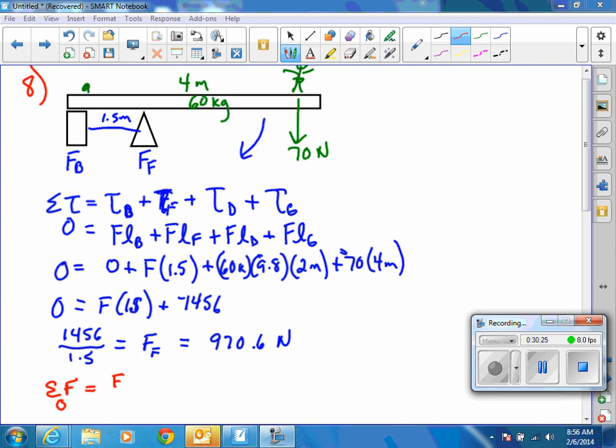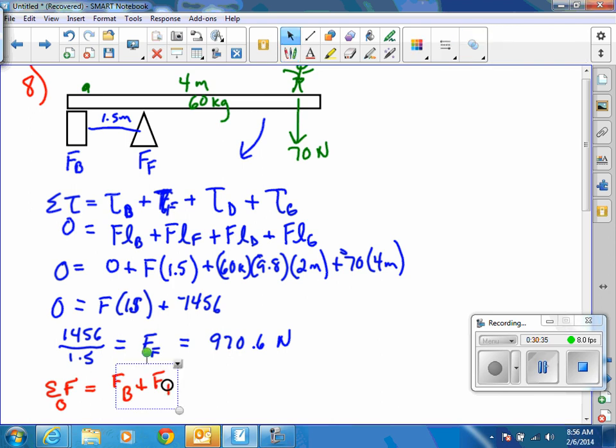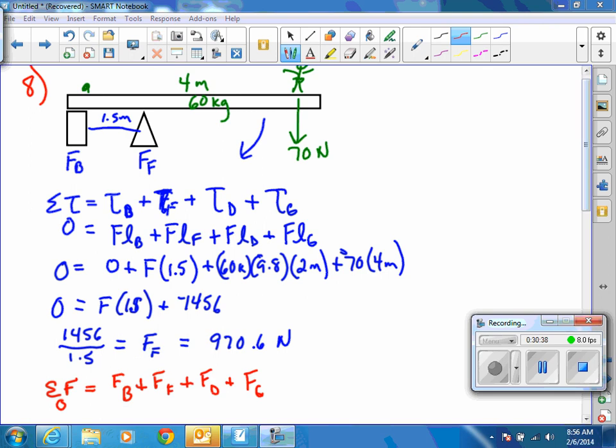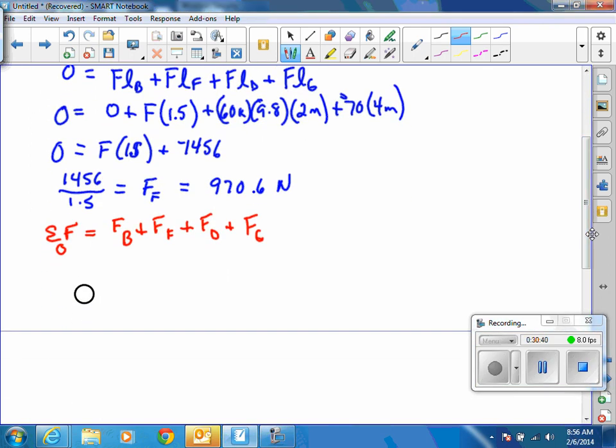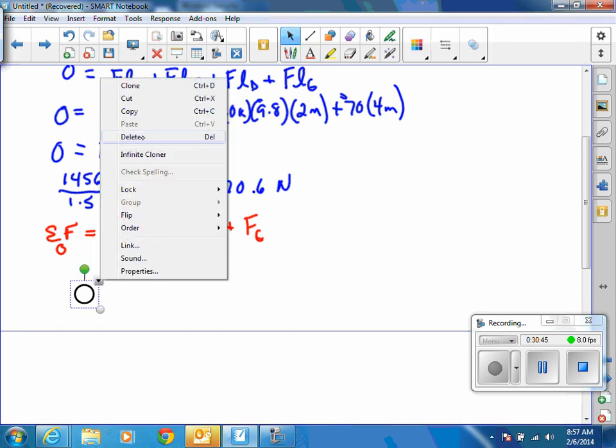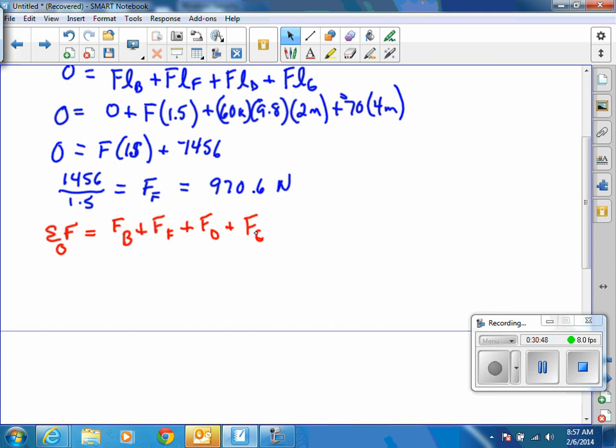All right, and if you would, I got the force of the bolt now, plus the force of the fulcrum, which we just figured out what that was. All right, so I had the force of the bolt plus the force of the fulcrum. And then I had the force of the diving board plus the force of the girl. So, and all those have to add up to 0. So I'm going to plug all these in now. Well, the force of the bolt is what I'm trying to find. It's going to be positive because it's pushing up. The force of the fulcrum I just found of 970.6.